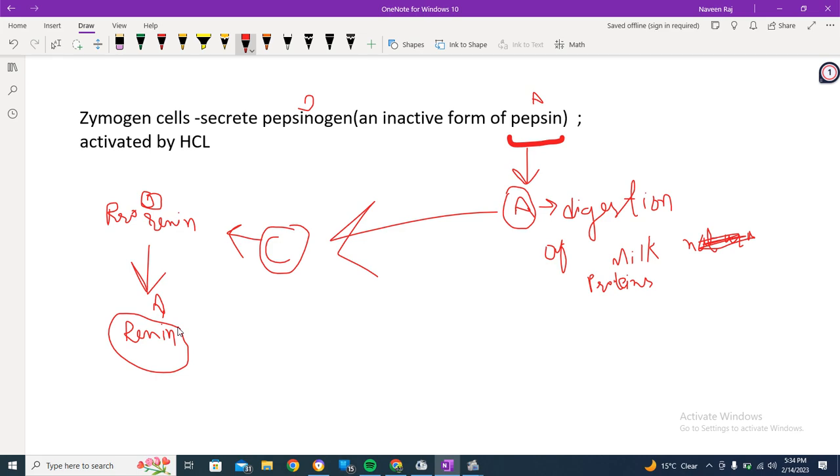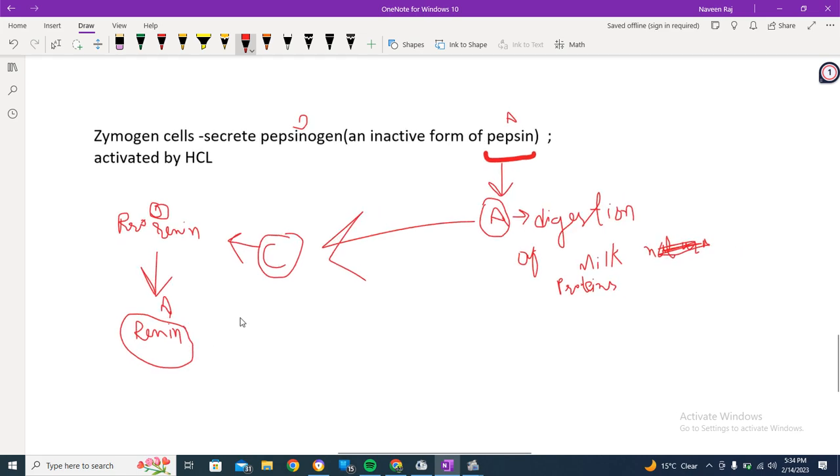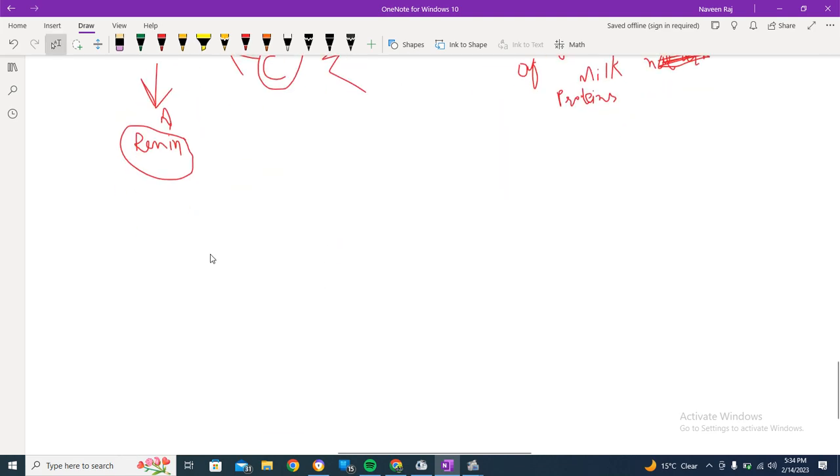Now let's move forward to the next cells which are present, that are the argentaffin cells. We have got time, so we are just moving forward so that we can complete the mucosa layer of the stomach today. Argentaffin cells. So what is the function of argentaffin cells?